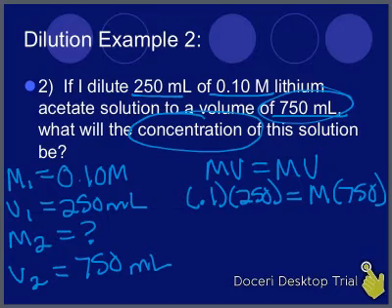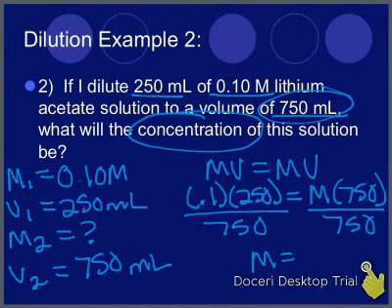How do I get my molarity all by itself? Divide by 750. My molarity is going to be 0.1 times 250 divided by 750. And I get an answer of 0.033, but I only get to keep two significant figures, so I'm going to stop there. And my unit is going to be, you could either put moles per liter, or you could put a capital M. And I know that you can't see down there because of the desktop trial icon.